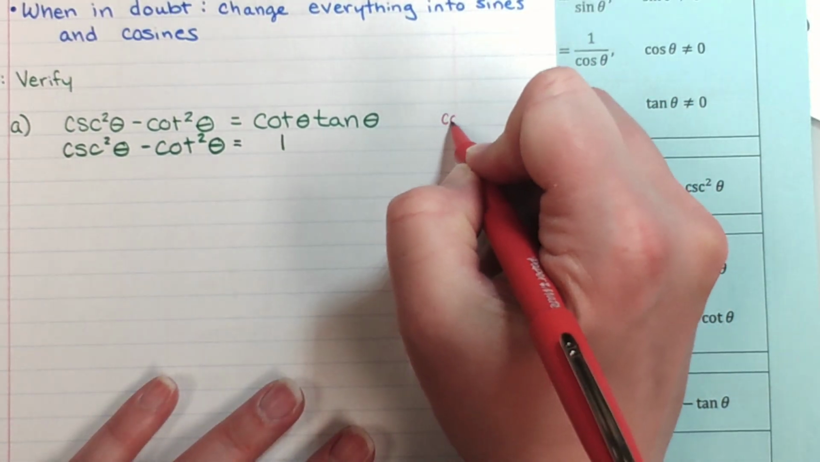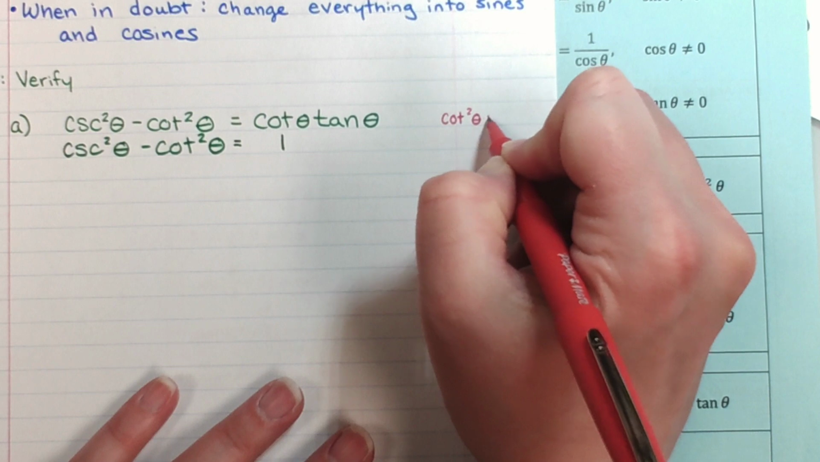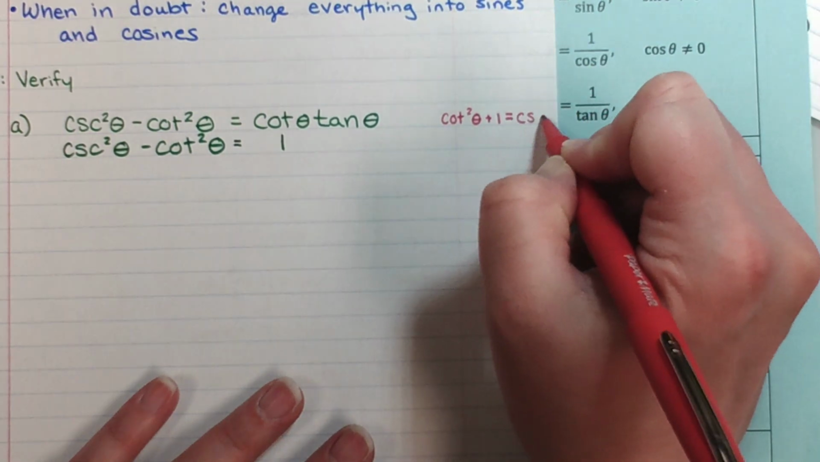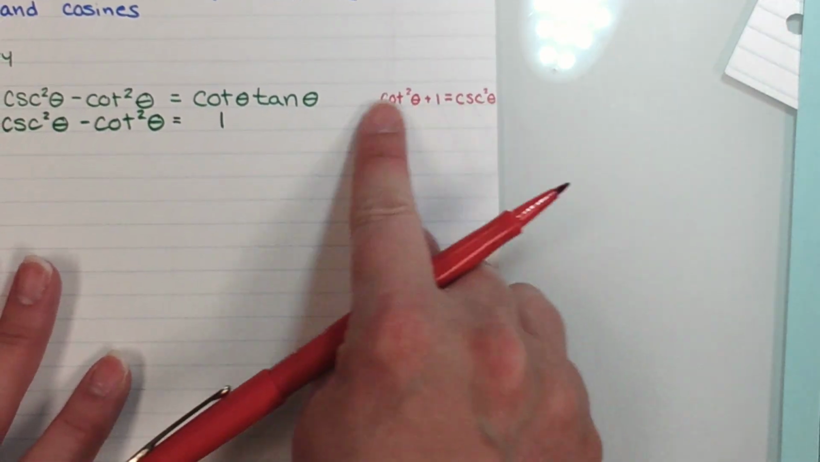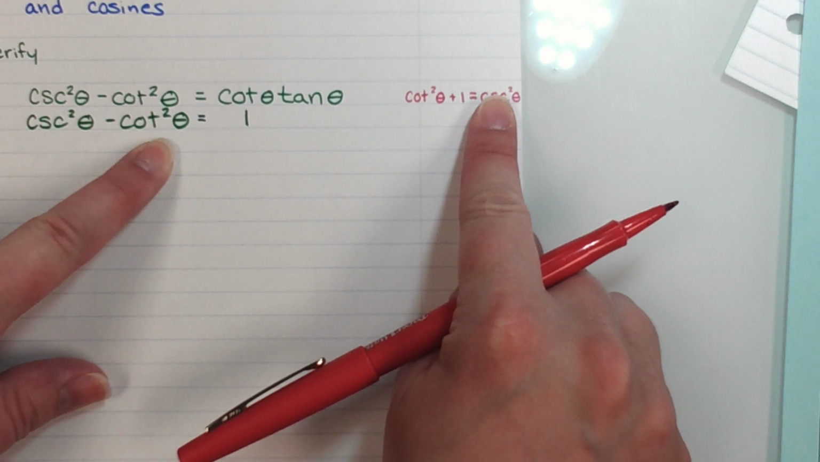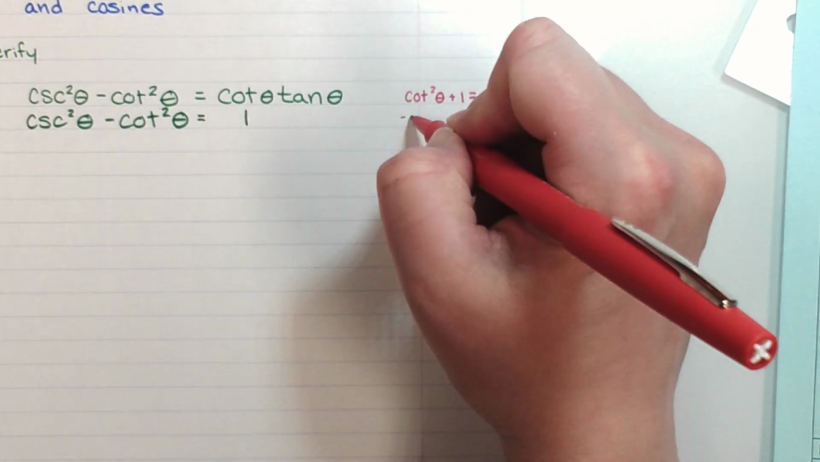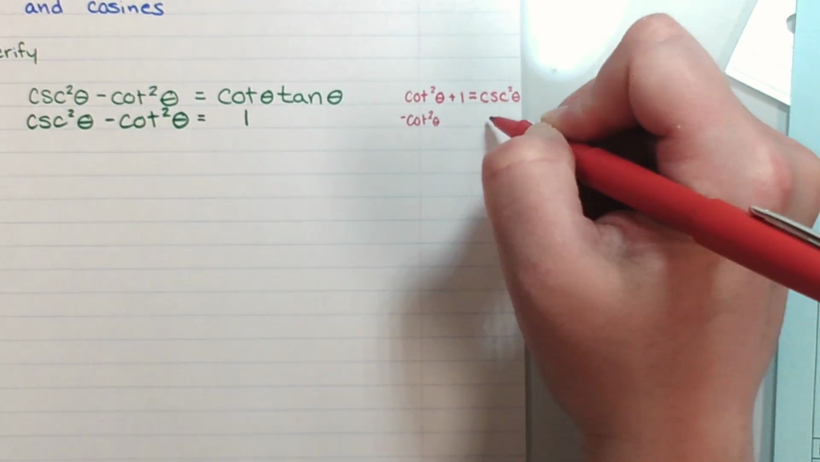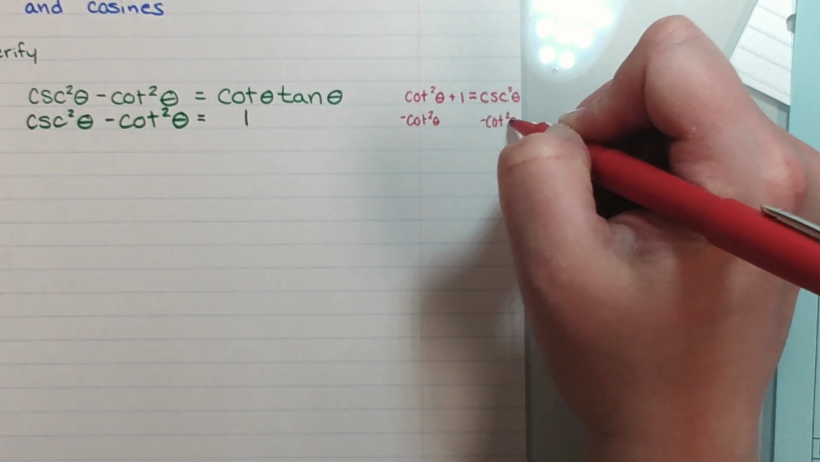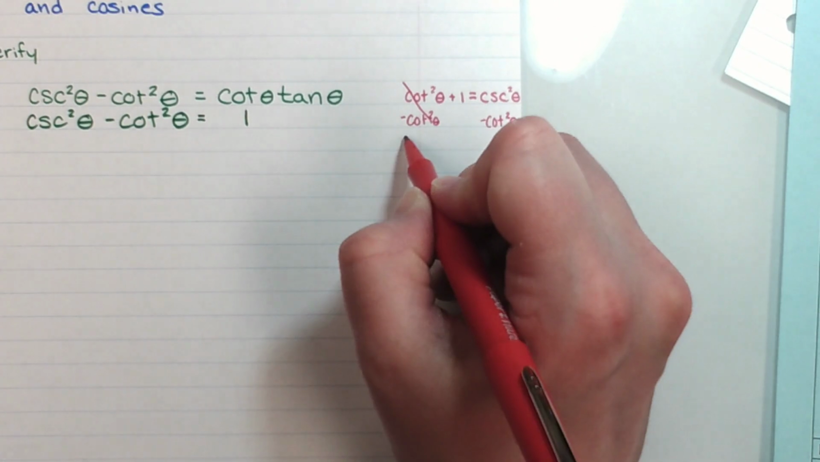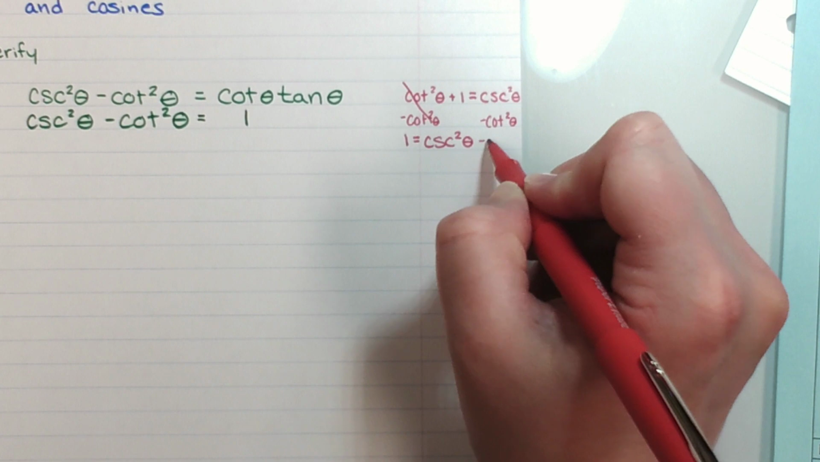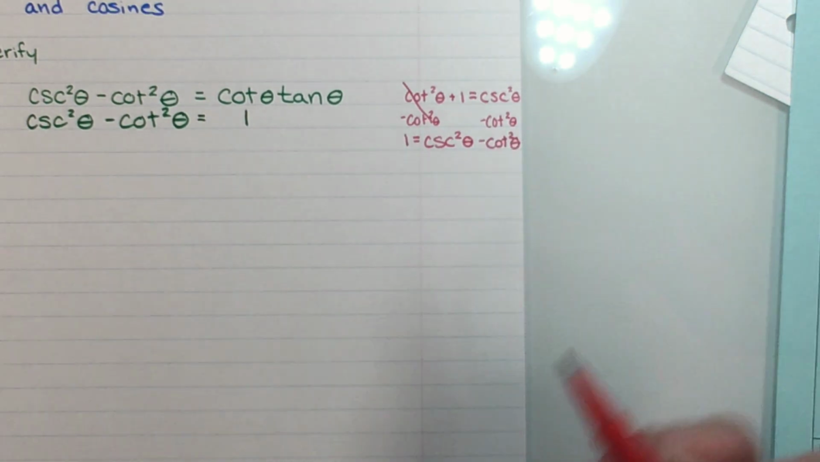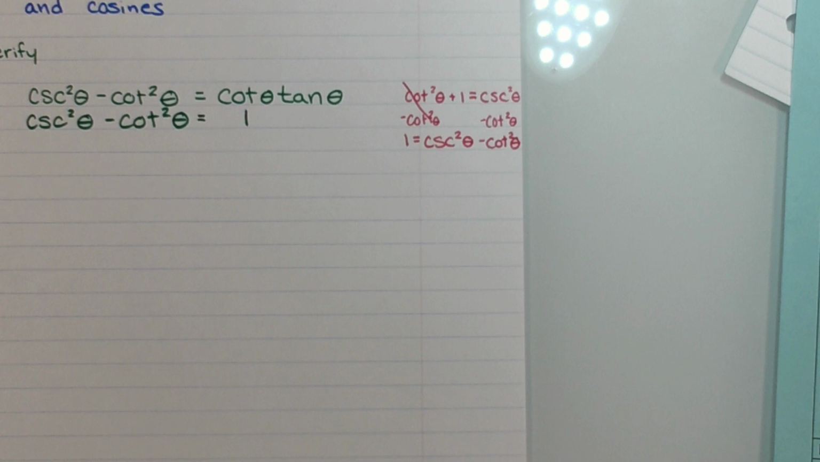So, it's not matching the identity perfectly, so I tend to write it off to the side and say, can I manipulate this identity to look like cosecant squared minus cotangent squared? I could subtract cotangent squared from both sides. Cotangent squared minus cotangent squared cancels. I'm left with 1 equals cosecant squared minus cotangent squared, which is what I wanted it to look like. Therefore, cosecant squared minus cotangent squared becomes 1.